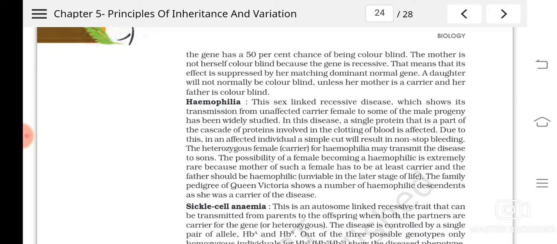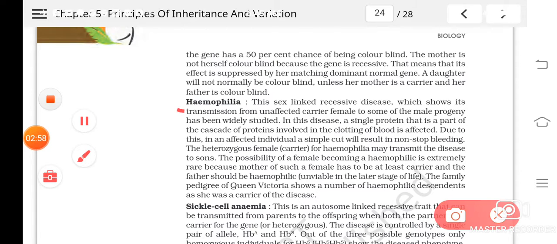Sex linked means the gene for that particular trait is placed on the X chromosome. One kind of sex linked recessive disease is hemophilia. Hemophilia is a sex linked recessive disease. What is the meaning of that? The allele or the gene for hemophilia is located on the X chromosome, and it's a recessive disease.